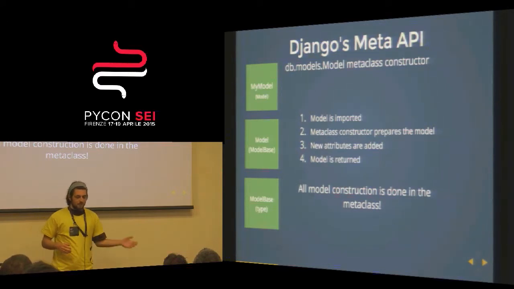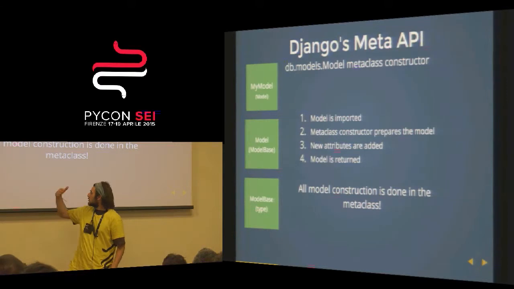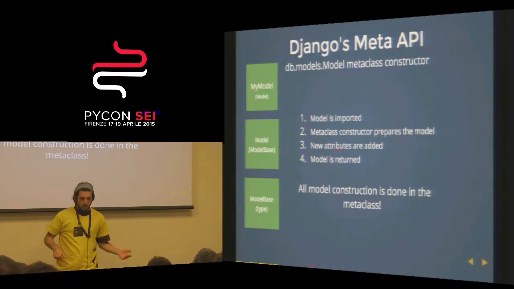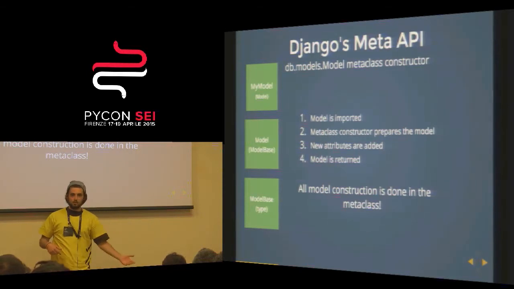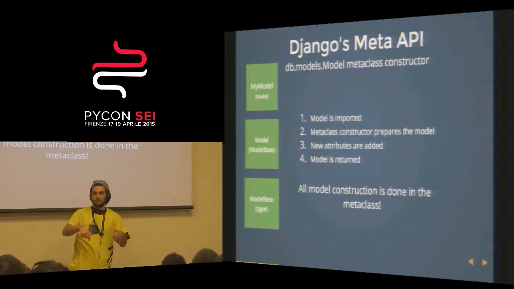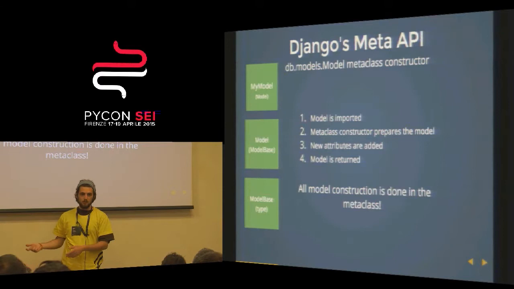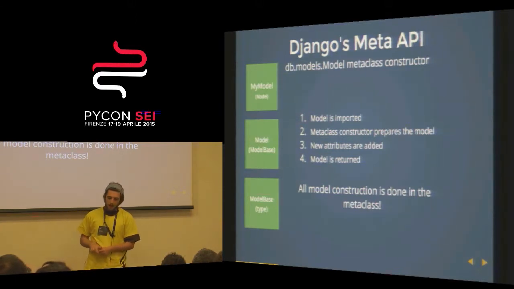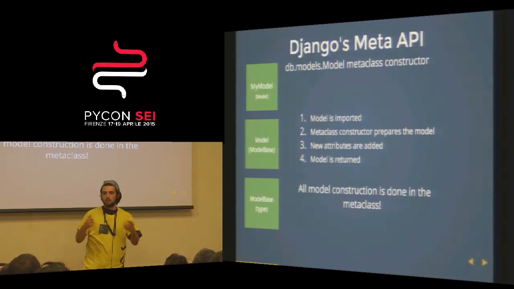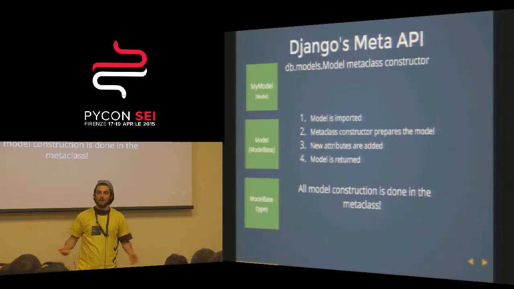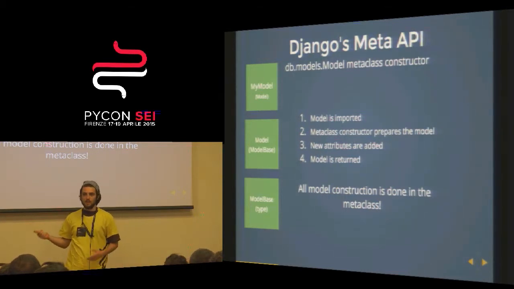So what happens is, as soon as your model is imported, the meta-class constructor prepares the model, and it does all the work for you. For example, it adds the Meta attribute, it adds the objects, what we call the model manager. By the time you import a model, all this is done for you and the model is returned. This is what makes Django so great, that this just happens under the hood, and you have no clue of what's actually happening.